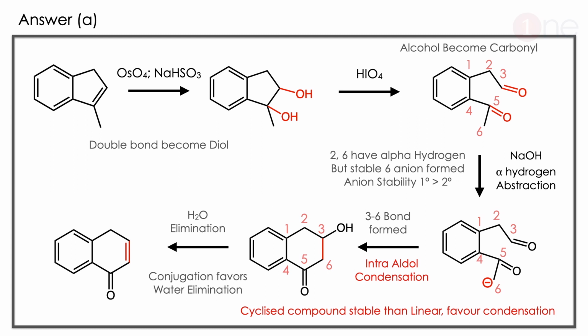Here you have to know 4 things. One is osmium tetroxide converts a double bond into a diol. Second, hydrogen tetraiodide converts the diol into a diketone. Then the intra-aldol condensation is possible if there is alpha hydrogen. Then conjugation favors water elimination.